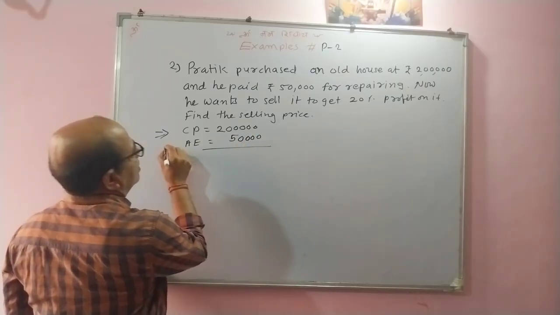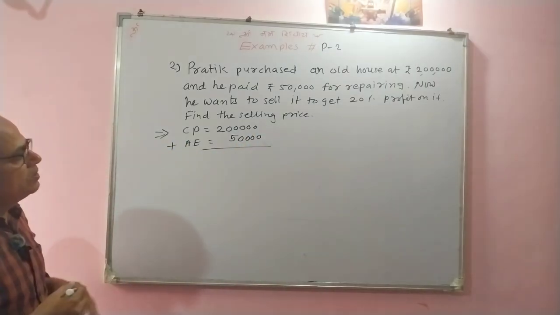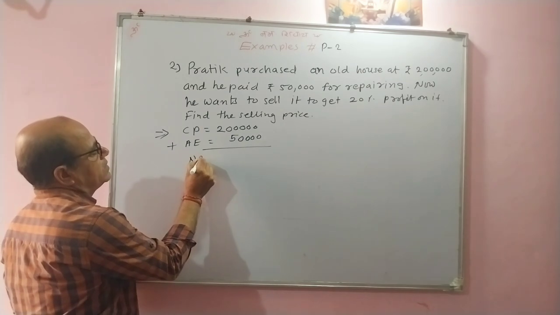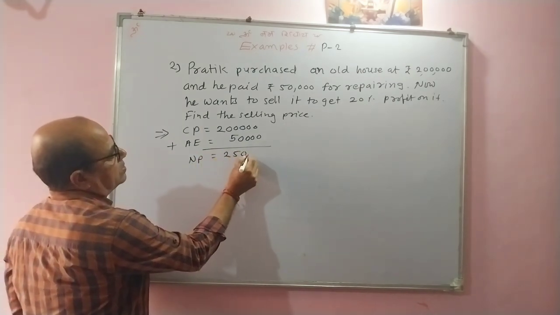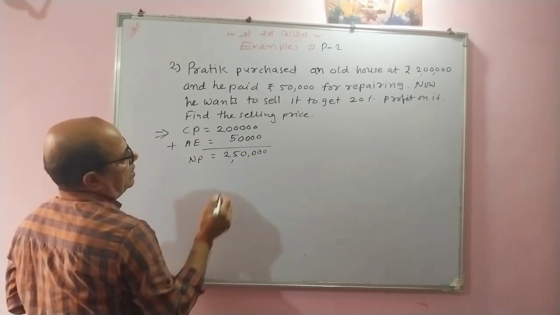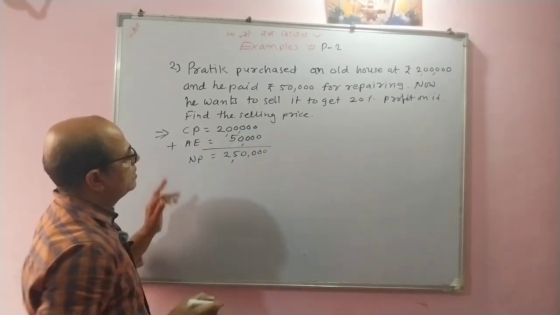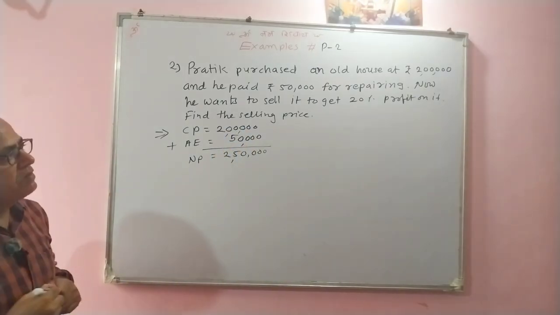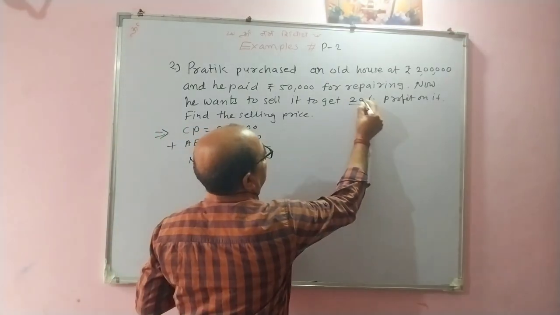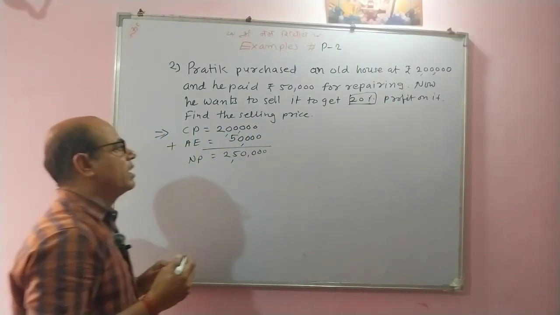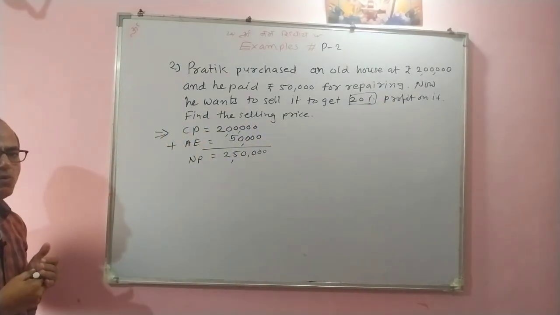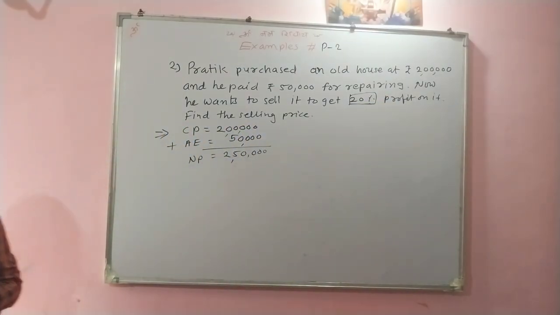Now what will you get? If you add CP plus additional expense, you will get NP. NP is equal to 2,50,000. So this is the NP. Now he wants 20% profit, and what is the selling price? For selling price, you have to write the formula.